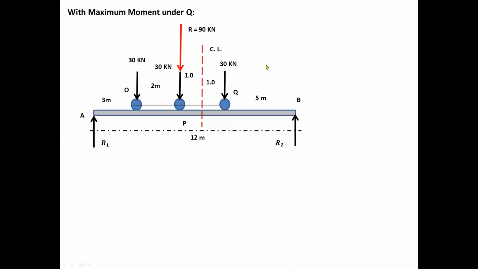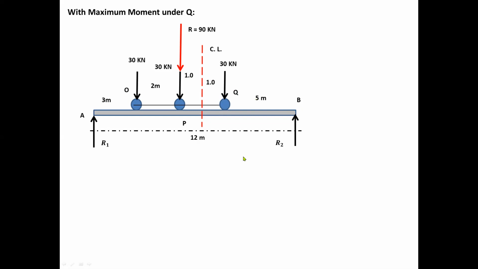With maximum moment under Q, so ito na ngayon ang ating center line. Tig-1 meter. Okay, dahil 2 meters yan, 1 meter from point P to center line and 1 meter before point Q. So, ibig sabihin, kung 1 meter ito, kailangan natin ng 5. 1 plus 2 is 3, so kailangan pa natin ng 3 meters.